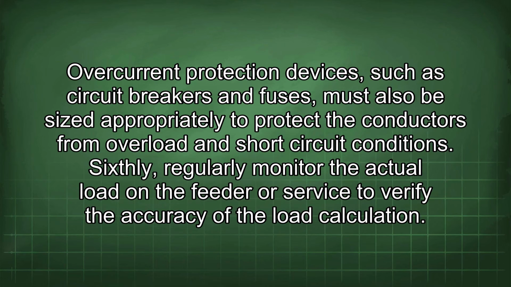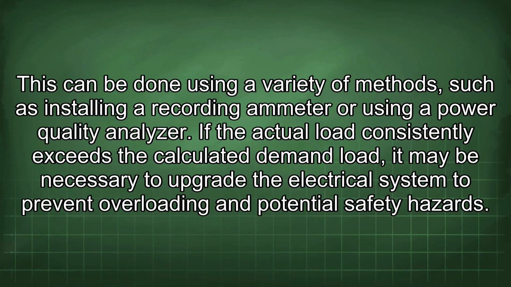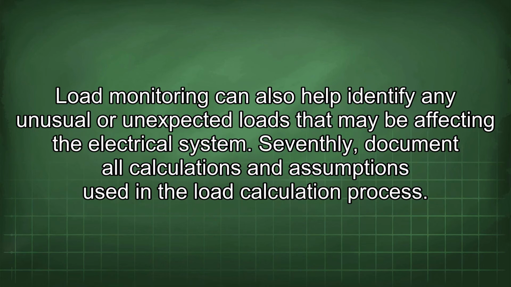Sixthly, regularly monitor the actual load on the feeder or service to verify the accuracy of the load calculation. This can be done using a variety of methods, such as installing a recording ammeter or using a power quality analyzer. If the actual load consistently exceeds the calculated demand load, it may be necessary to upgrade the electrical system to prevent overloading and potential safety hazards. Load monitoring can also help identify any unusual or unexpected loads that may be affecting the electrical system. Seventhly, document all calculations and assumptions used in the load calculation process.